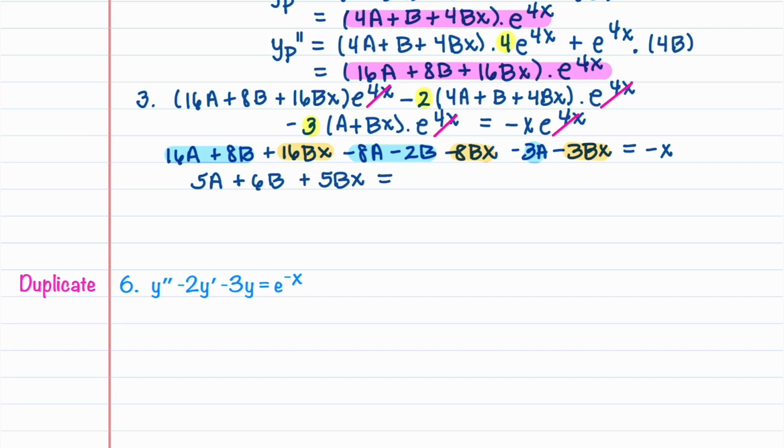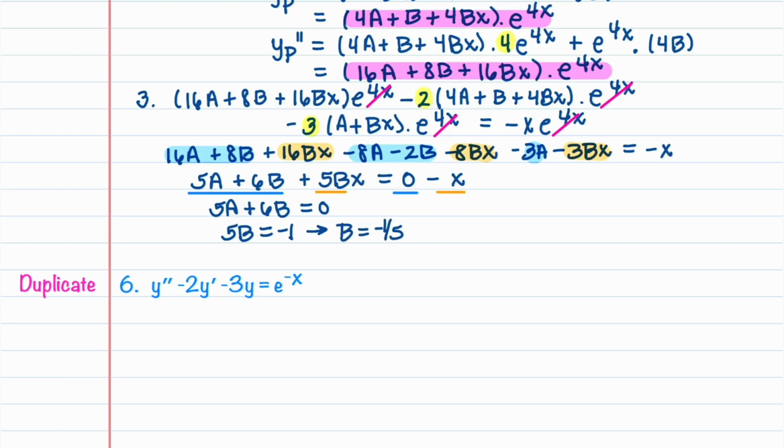And let's write our right-hand side as 0 minus x. So our constants on the left have to equal our constant of 0 on the right, and then our 5b has to be minus 1. We have 5a plus 6b is equal to 0, and we have that 5b is equal to negative 1. That's nice. So that tells us that b is minus 1 over 5.